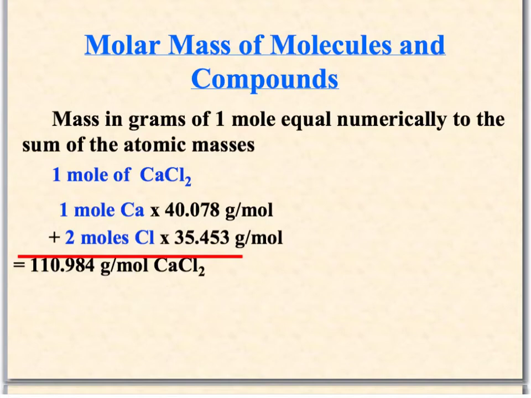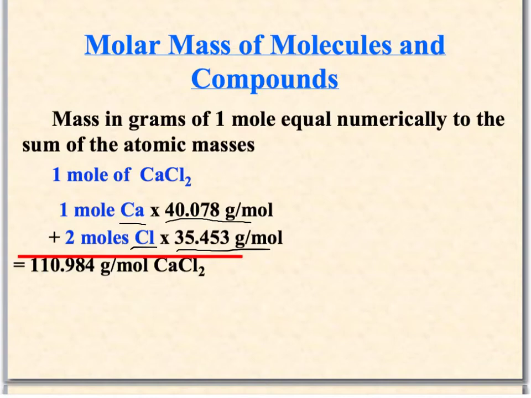So for example, if we take a look at 1 mole of calcium chloride, CaCl2, then what you're going to do to calculate the molar mass of that compound is find the mass of each of the elements that are in that compound. So in calcium chloride we have calcium, and from our periodic table we'll find the mass of the calcium, and you can just write that down. Then we also have chlorine. So from the periodic table we can find the mass of the chlorine.